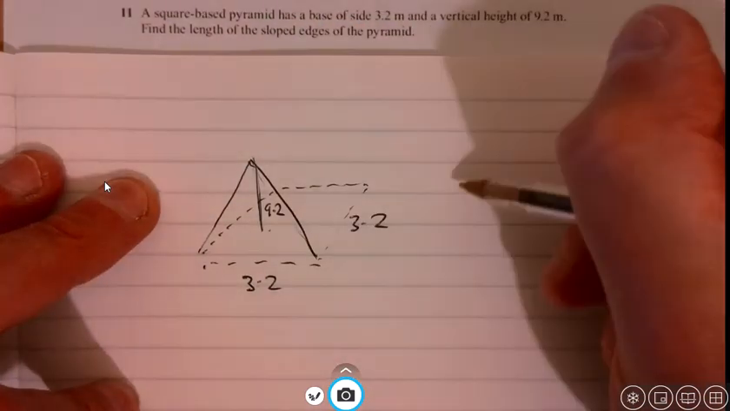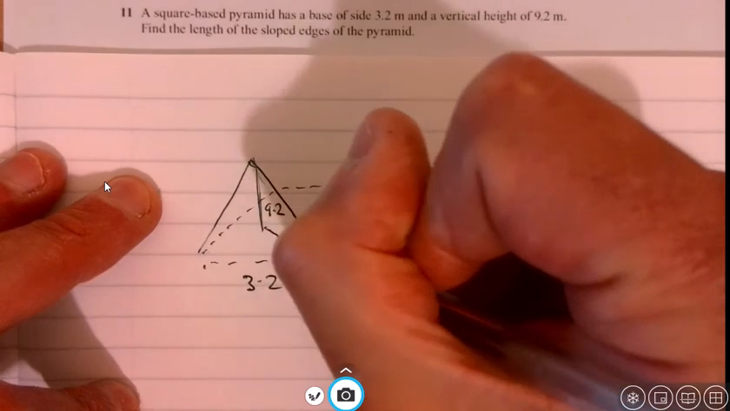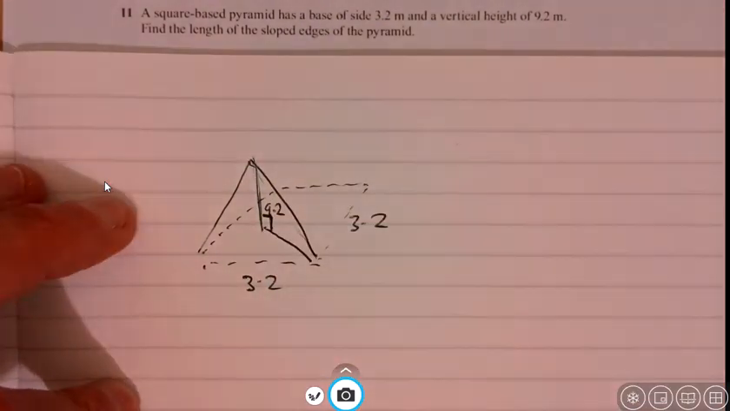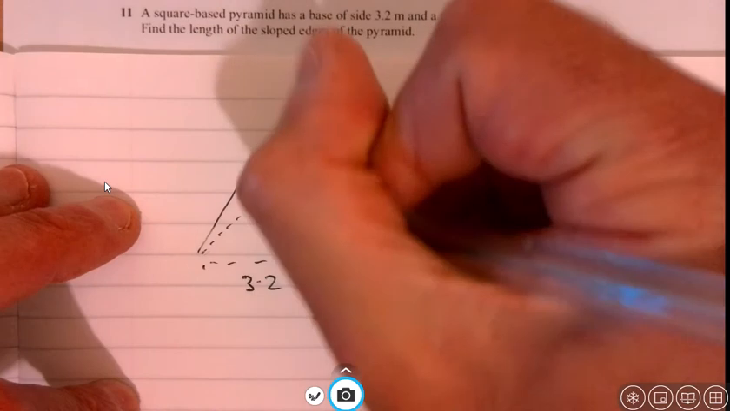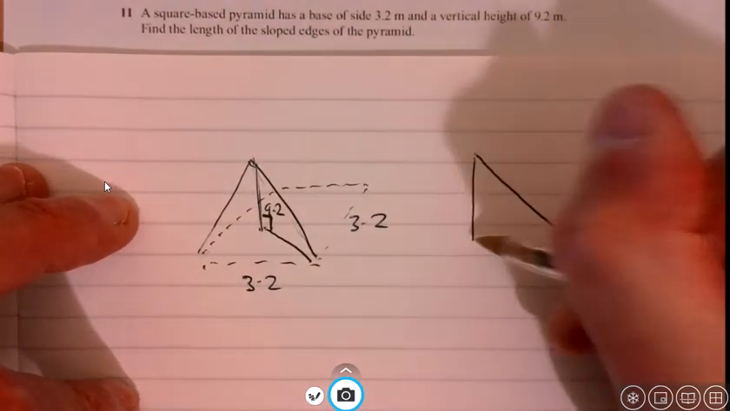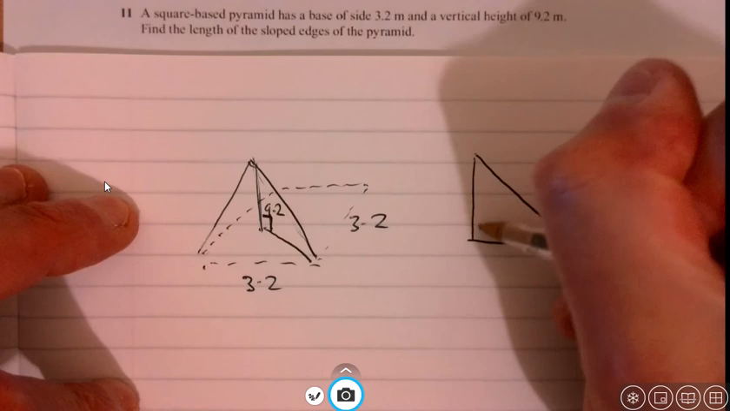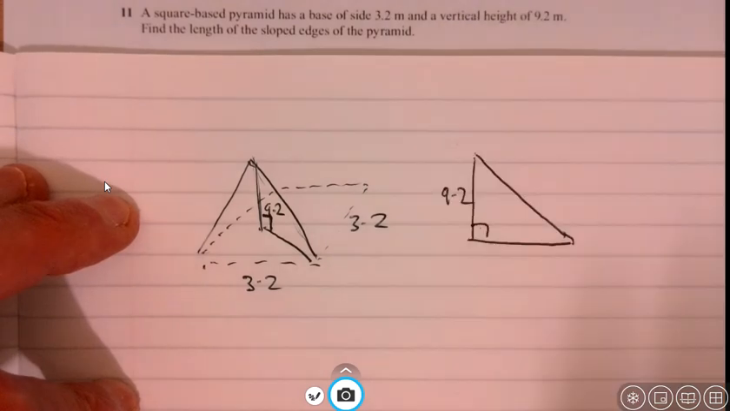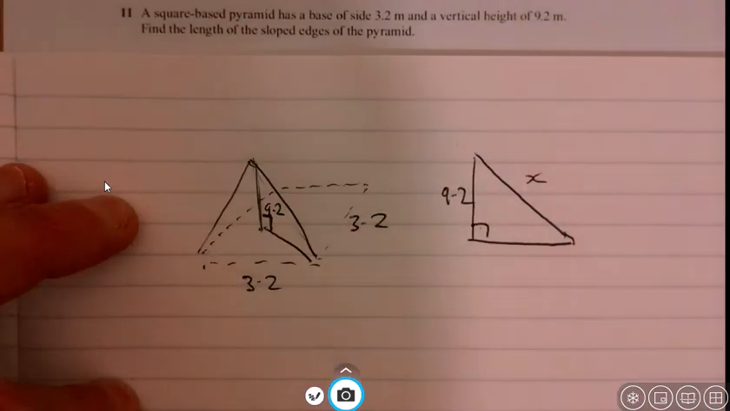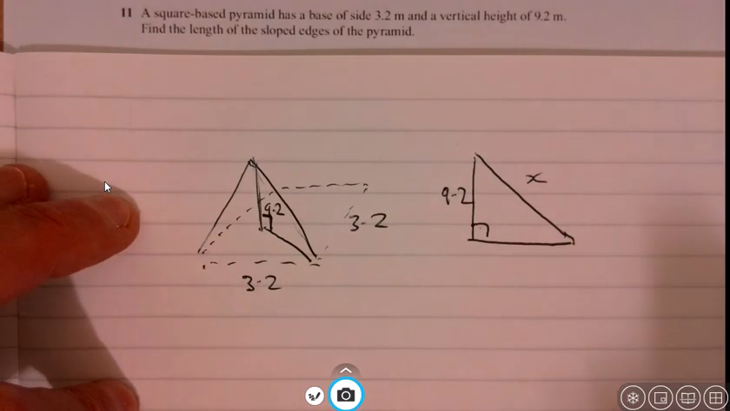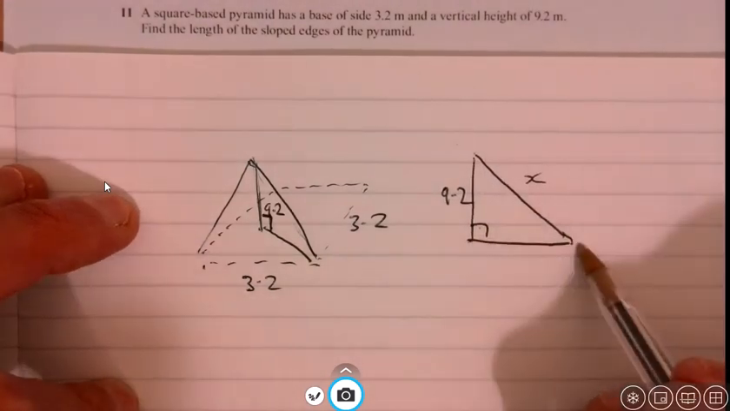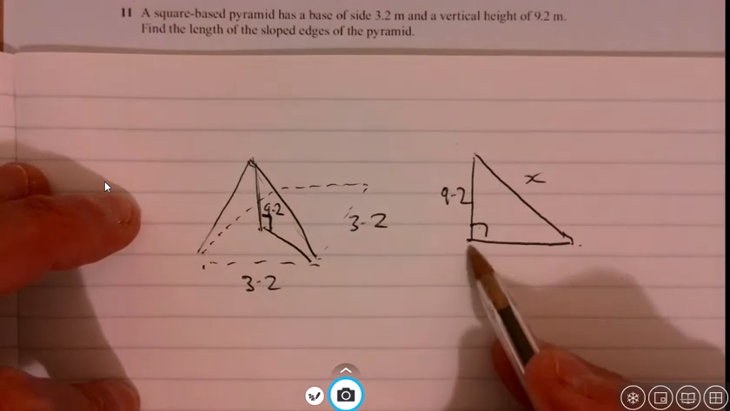So I need to think, wait a minute. If I look at this, we get lots of right-angled triangles in here. I know that length there is 9.2. Sometimes it's a good idea just to draw again what you've actually got. So we've got that. This is the one that I'm trying to look for. I call it X, call it whatever you want. I want that slopey side, so I need this length here. So how do I get this length?